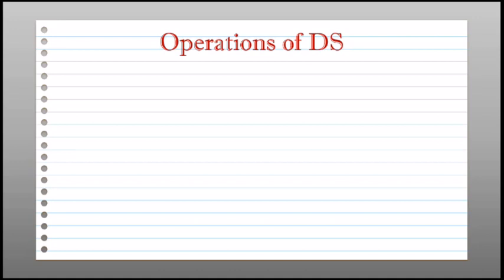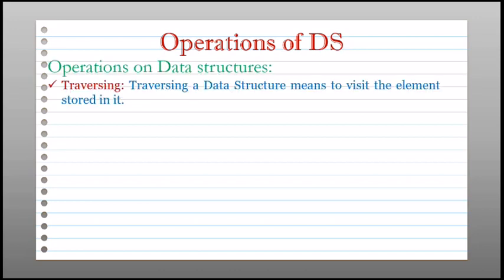The representation of particular data structure in the main memory of a computer is called as storage structure. For example, array, stack, queue, tree, graph, these are the different data structures we can use and we can perform different operations on that data structure. So in that, the first one is traversing. Traversing a data structure means to visit the element stored in it.